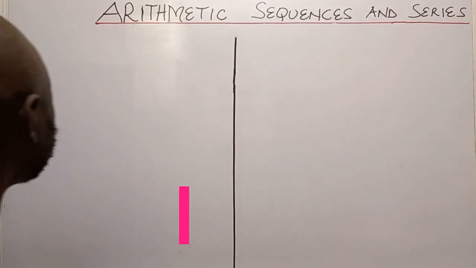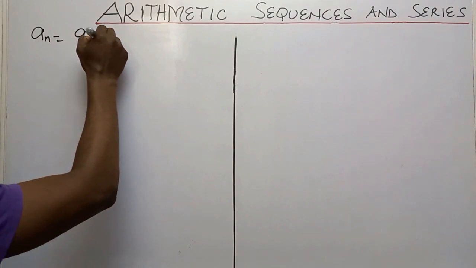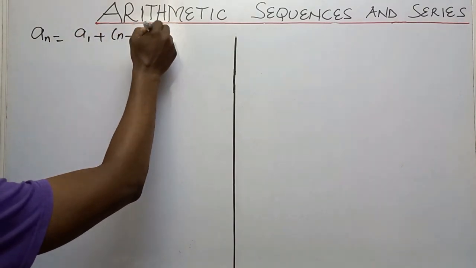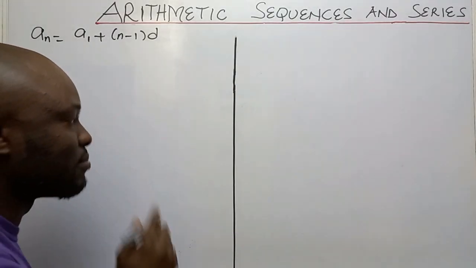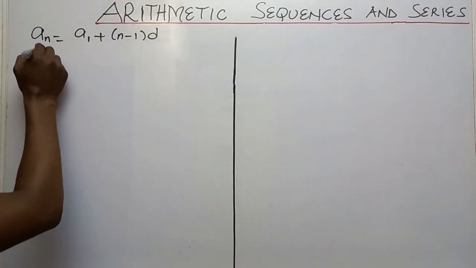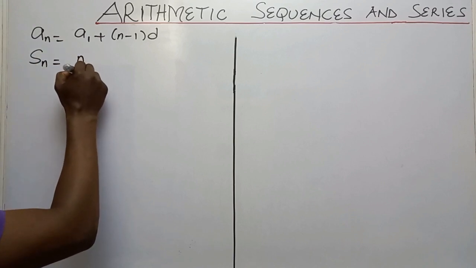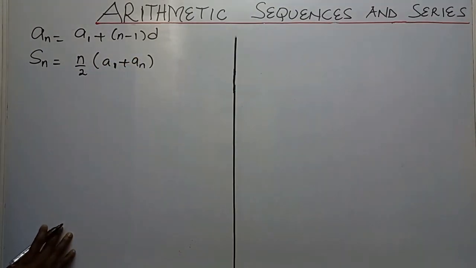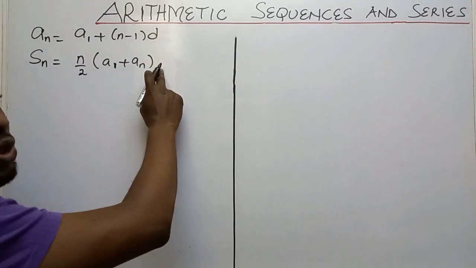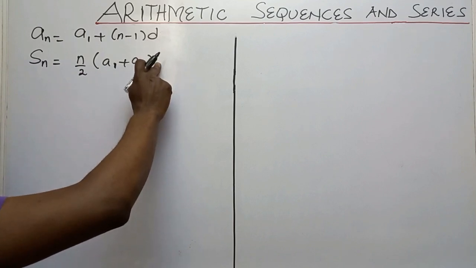So let's write the formula. a sub n is a sub 1 plus n minus 1 d. This is the general form for an arithmetic sequence. And then the series, which means sum, S sub n, is n over 2 times a sub 1 plus a sub n. Now we can see that there are two equations here. This represents the sequence and this represents the series.